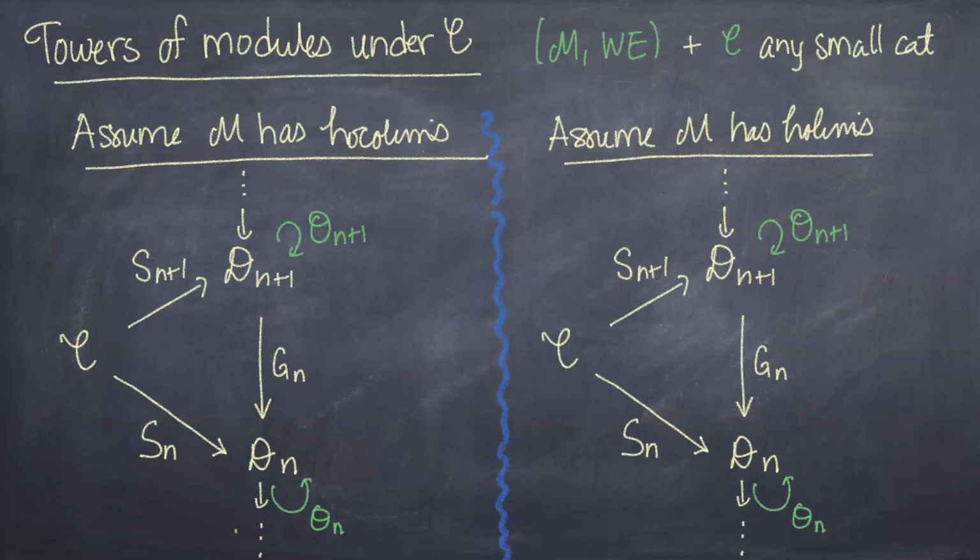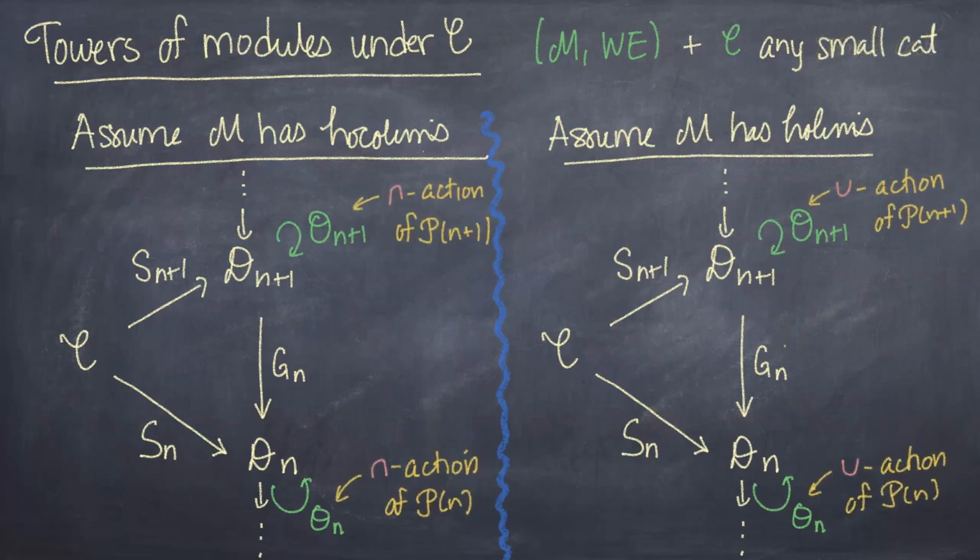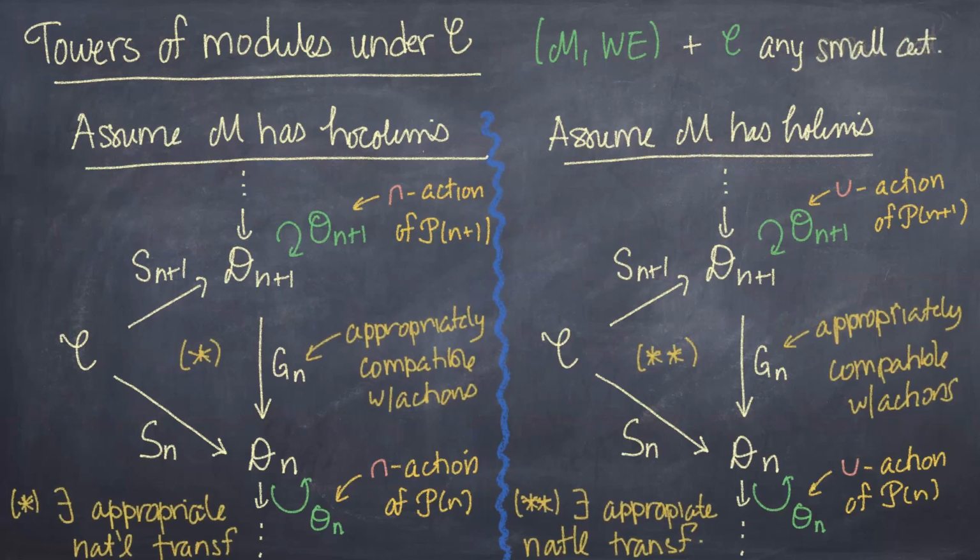So we can even put whole sequences of things together and look at towers of modules under C. In this context, we would have on the left-hand side intersection actions, on the right-hand side union actions. And then these maps have to be appropriately compatible with the actions. I'm not going to explain the details. These triangles don't commute on the nose, but they're appropriate natural transformations. If they do commute on the nose, so much better, but that's not necessary. And so if you have these sorts of structures, these will be the kinds of towers that we'll be looking at in this context.